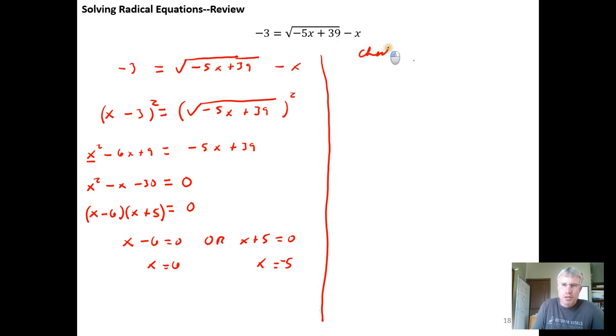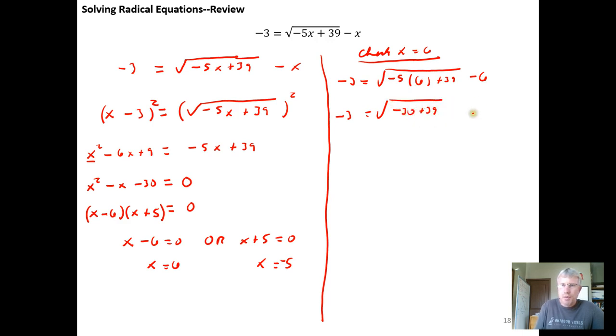So we're going to check x equals 6. So I get negative 3 on the left equals the square root of negative 5 times 6 plus 39, and then minus x, so minus the 6. Negative 5 times 6 is negative 30 plus 39, minus 6, so we get negative 3 equals the square root of 9 minus 6, so we get 3 minus 6, and we get negative 3 equals negative 3.